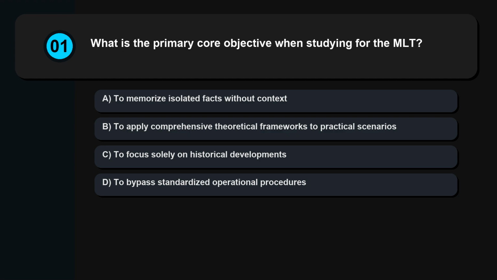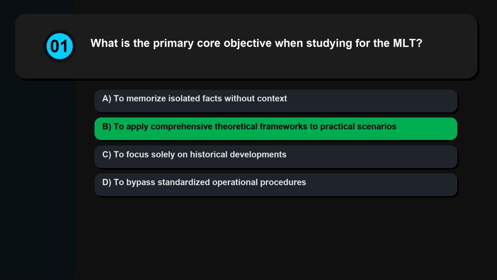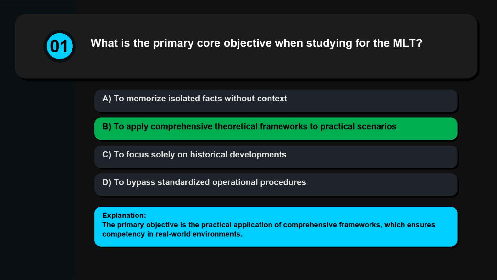Question 1. What is the primary core objective when studying for the MLT? To memorize isolated facts without context. To apply comprehensive theoretical frameworks to practical scenarios. To focus solely on historical developments. To bypass standardized operational procedures. The primary objective is the practical application of comprehensive frameworks, which ensures competency in real-world environments.